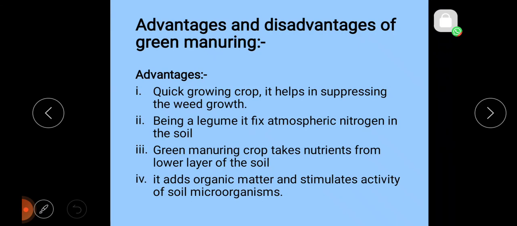Then we discuss the advantages and disadvantages of green manuring. The first one is that quick growing crops help to suppress weed growth. This is the general rule. Then, being a legume, it fixes atmospheric nitrogen in the soil. The third one is that green manuring crops take nutrients from the lower layers of the soil. Fourth, it adds organic matter and stimulates the activity of soil organisms, which is also a betterment.